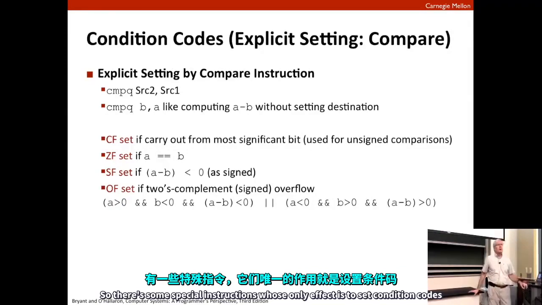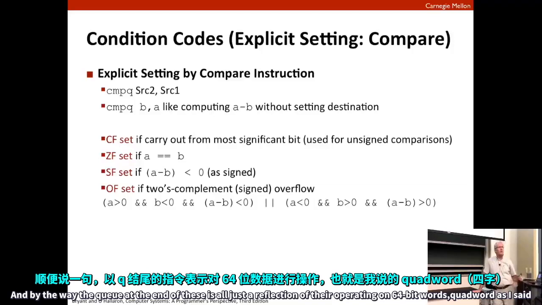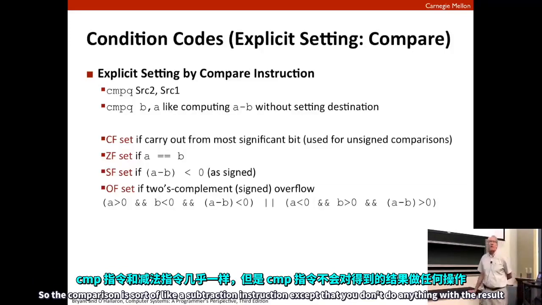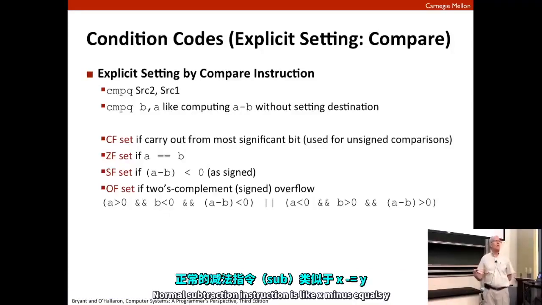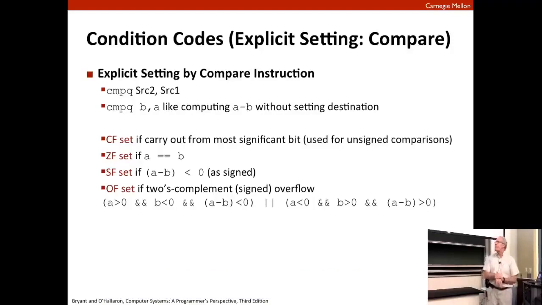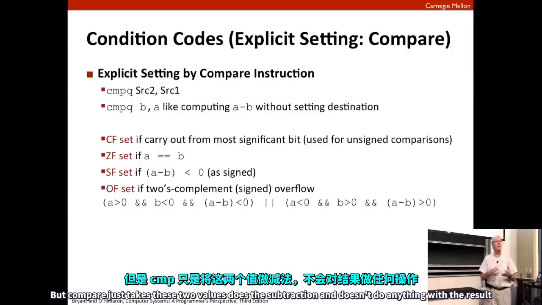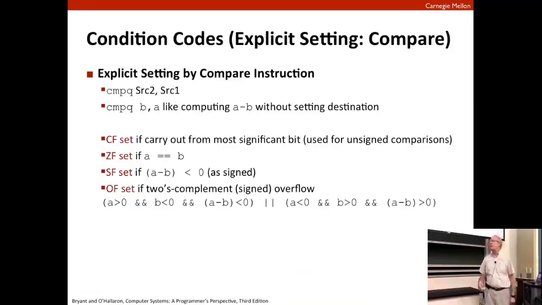There are some special instructions whose only effect is to set condition codes. The one that you'll especially see is called compare, CMP. By the way, the Q at the end of these is just a reflection of their operating on 64-bit words, quad word, as I said. The comparison is sort of like a subtraction instruction, except that you don't do anything with the result. A normal subtraction instruction is like x minus equals y. It will read two numbers, but then it will store the result wherever x is stored. But compare just takes these two values, does the subtraction, and doesn't do anything with the result, but it will set these four condition flags.